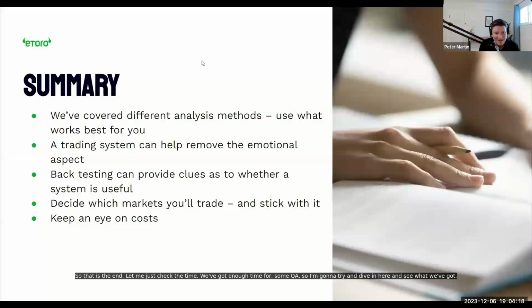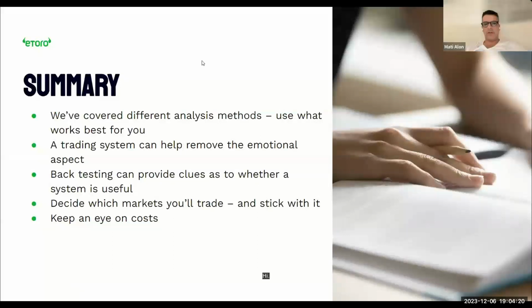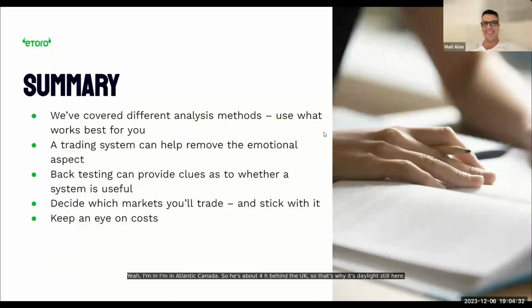Higher highs. The best question that came in while you were talking is, Peter, where are you? I mean, you always have daylight when we're here at the start. So I said, well, Peter is in Canada. So yeah, I'm in Atlantic Canada. So it's about 4 hours behind the UK. So that's why it's daylight still here, but not for much longer, because the days are so short that it won't be long before it's dark here.